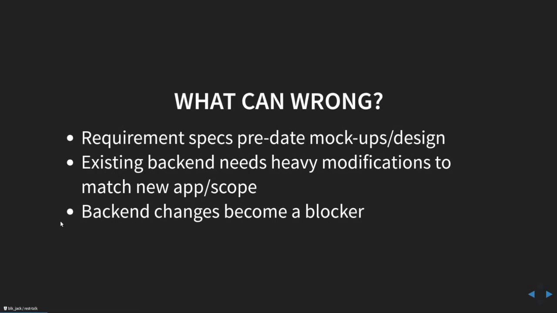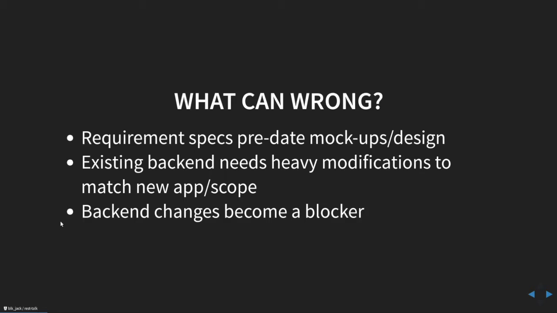So this is more for a fully spec'd out project. What can go wrong with that? A lot of the time, even a fully spec'd out project can run into issues. We've all dealt with scope creep and feature creep. This first one here, requirement specs predate. I've worked on projects where we spec'd everything out and then the designer got involved and had direct access to the client, and people were signing off on stuff without the developer's involvement at all. And that can change scope.